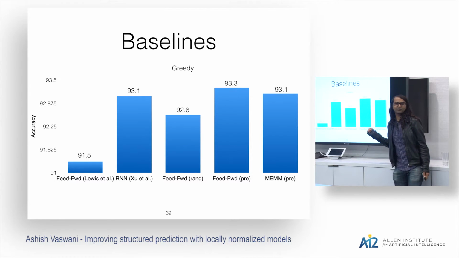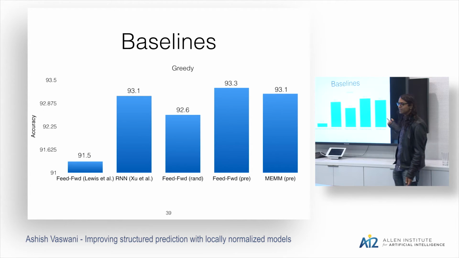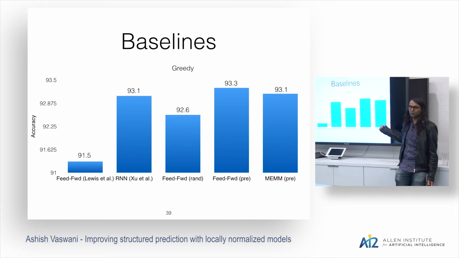I also, for completeness, tried an MEMM, which does suffer from label bias, and it gets 93.1. Interestingly, at training time, this got 95% accuracy on the development set. But when I actually deployed it at test time, because we're using previous predictions, and previous predictions could be wrong, the accuracy actually drops.